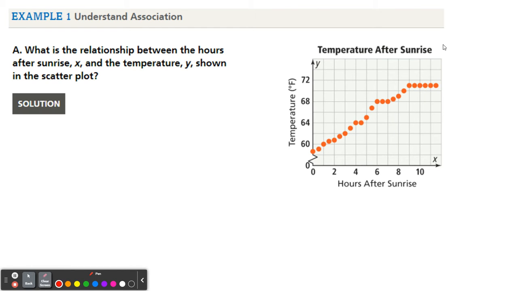Okay, so example 1a says, what is the relationship between the hours after sunrise x and the temperature y shown in the scatter plot? So we're looking for a relationship here based off of this scatter plot. Basically you're saying, as x increases, what is happening to the y's? Well, it looks like the y's are also going up. So this is what we call a positive association because both are increasing.